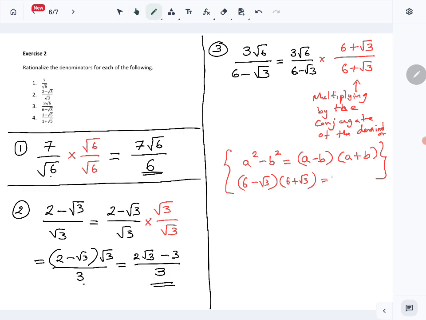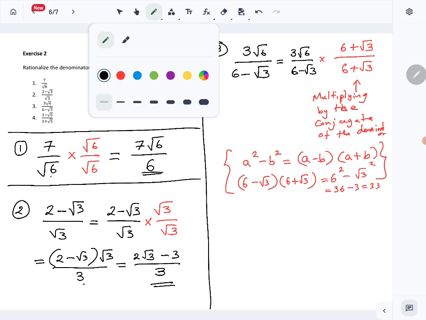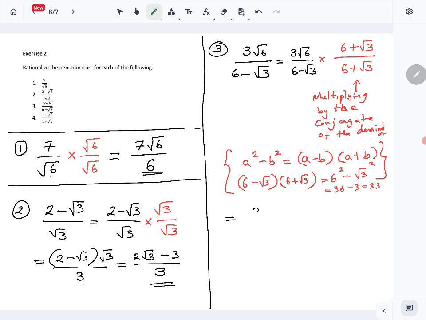So that should be equal to what? A squared, which is 6 squared, minus root 3 squared. So 36 minus 3, or 33. So you can use that trick to simplify the denominator when you are doing rationalization, right? Okay, now let's simplify everything and get the answer. So I have 3 root 6 times 6 plus root 3 in the numerator, and the denominator becomes what? 6 squared minus root 3 squared. Now expand the brackets in the numerator and simplify.